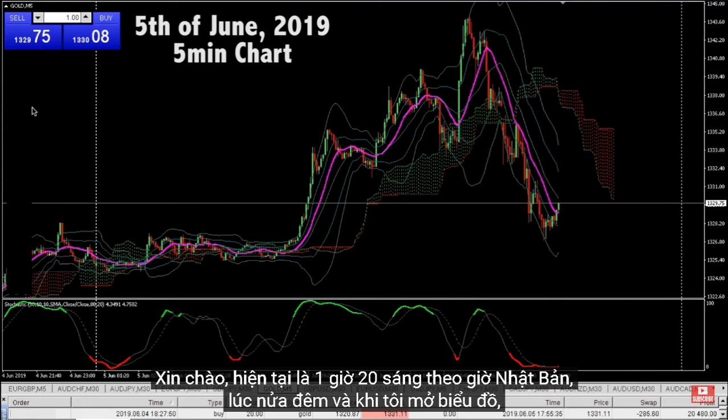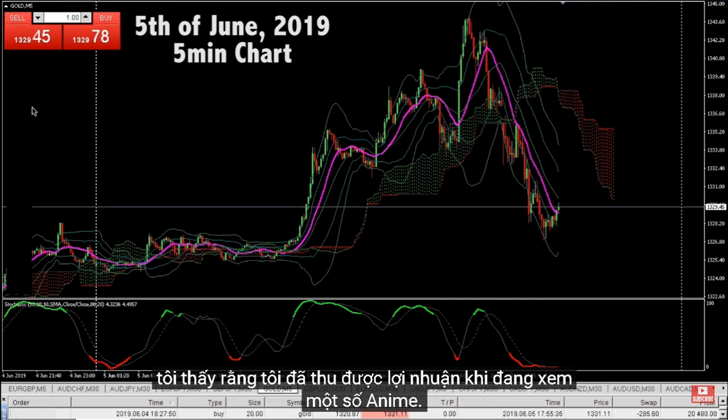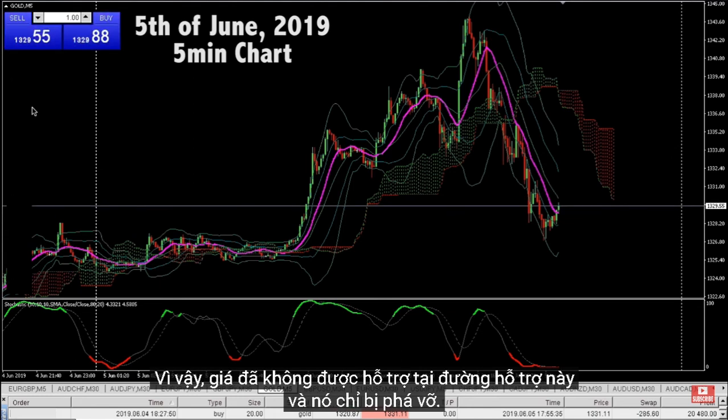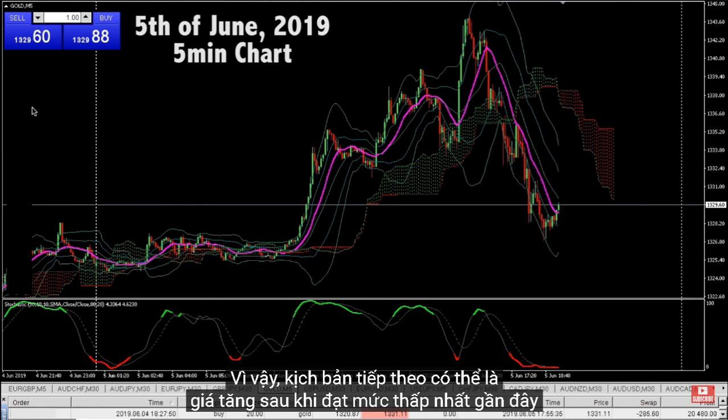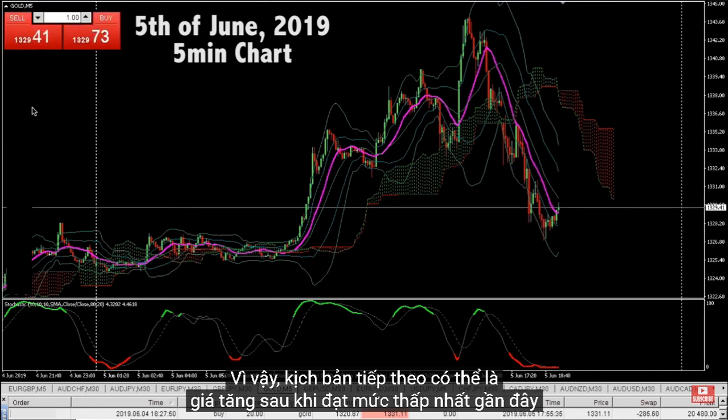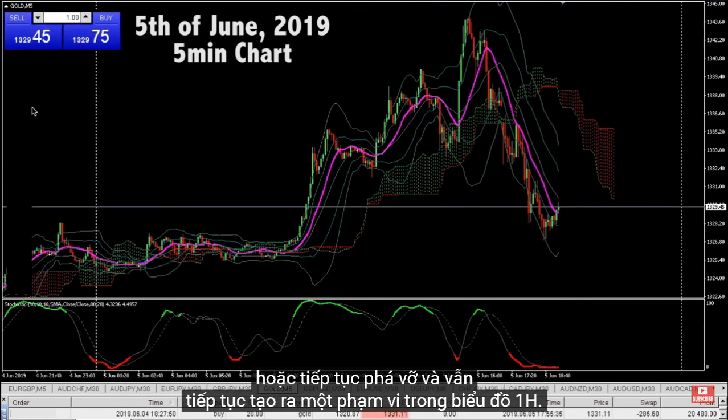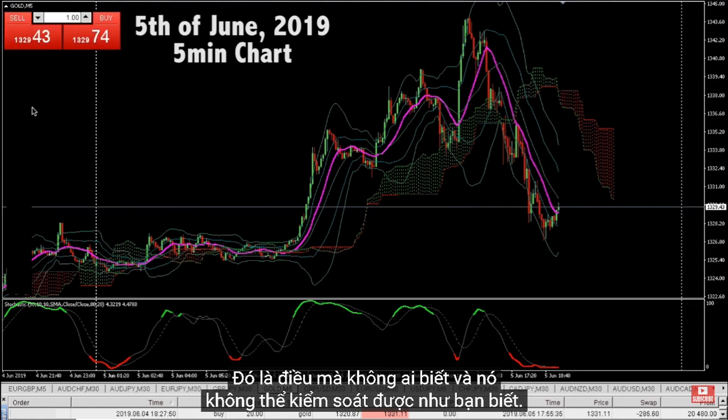Hello, right now it's 1:20 a.m. in Japan time, in the midnight, and when I open the chart, I see that the profit was taken while I was watching some anime. So the price was not supported at this support line, and it just broke downwards. So the next scenario might be either the price goes up after it reaches the recent lowest, or it continues to break downwards and still continues to create a range in the 1 hour chart. That's something that no one knows, and it's uncontrollable, as you know.